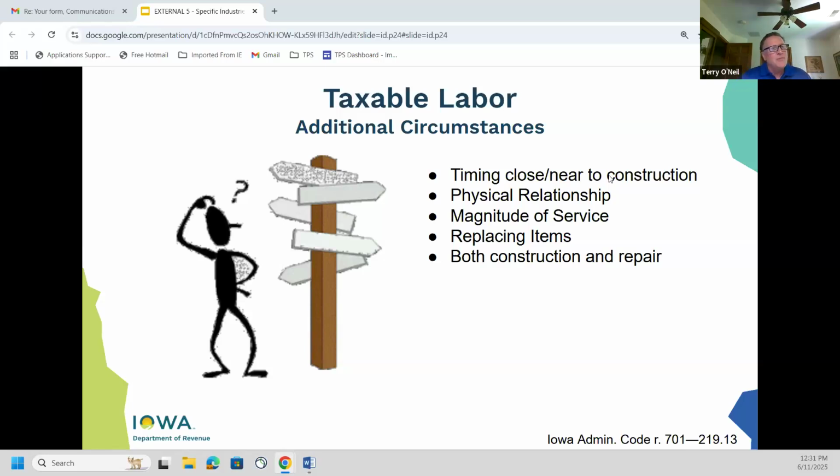But if you decide, well, I'm going to knock these trees down because I may want to build something here someday, that's probably not going to work because it's not going to be considered connected to the construction. So if you're doing some excavation like that, the construction had best be in the plan, and it should be starting in a reasonable amount of time before it's going to get the exemption. The physical relationship, as for what's going on, a couple of different examples here.